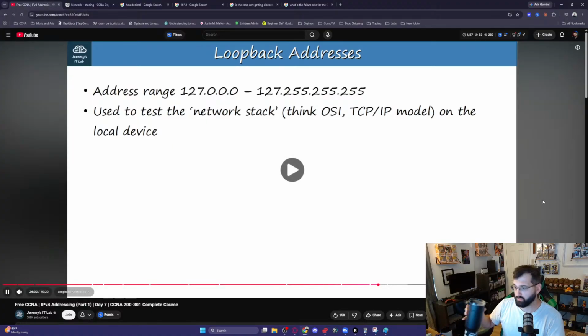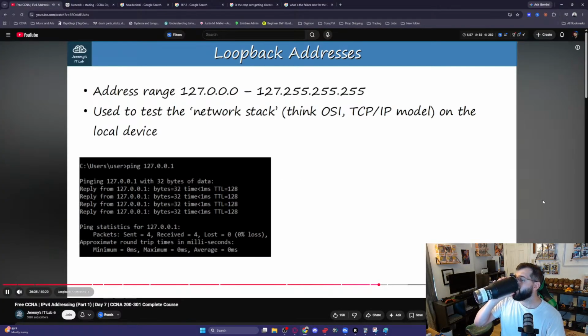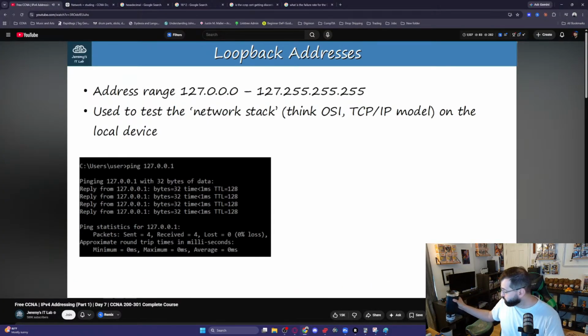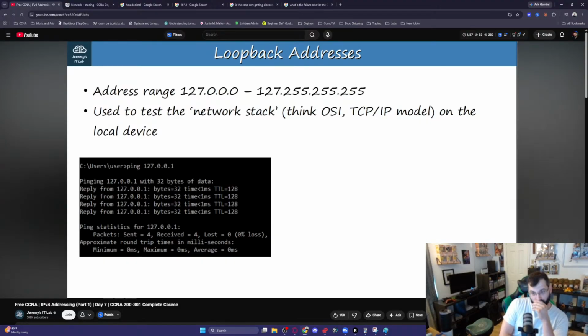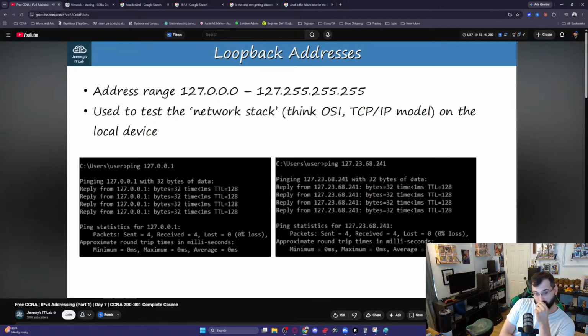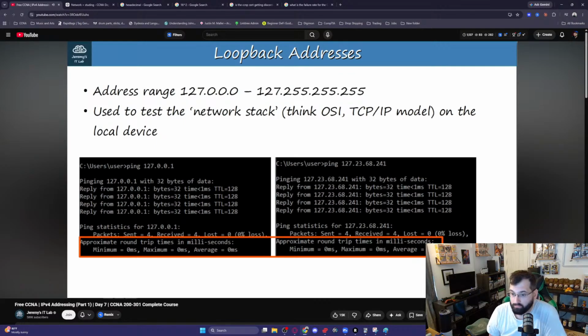In this image, I pinged 127.0.0.1 on my Windows PC, and you can see the responses. My PC is responding to its own pings. In this image, I sent a ping to a random IP address in the 127 range, 127.23.68.241, and again my PC responds back to its own ping. Notice the round trip times, all 0 milliseconds. That's because the traffic isn't going anywhere. My PC is just sending and receiving these pings to and from itself.